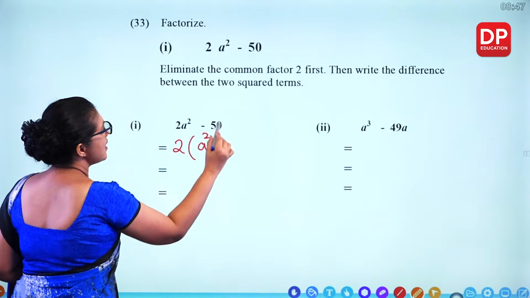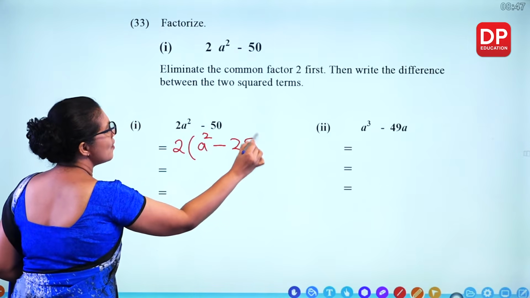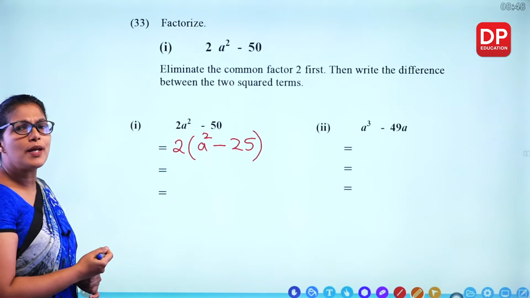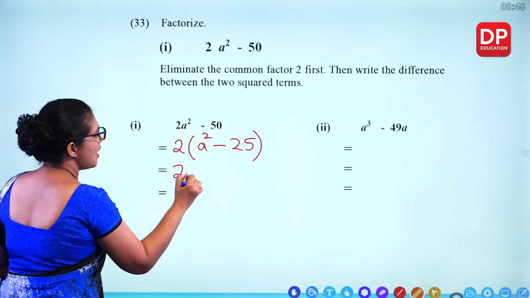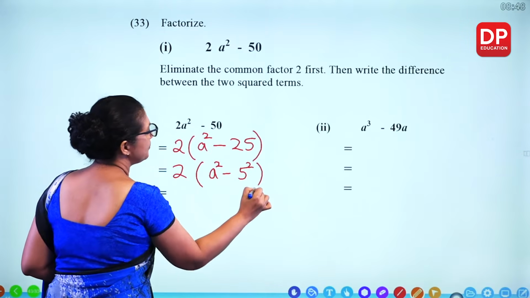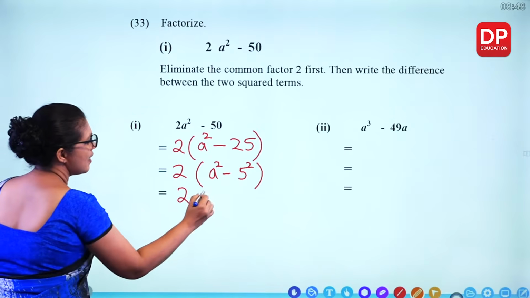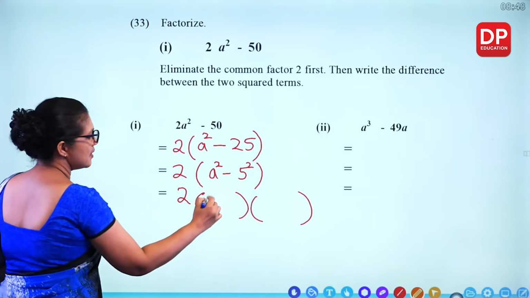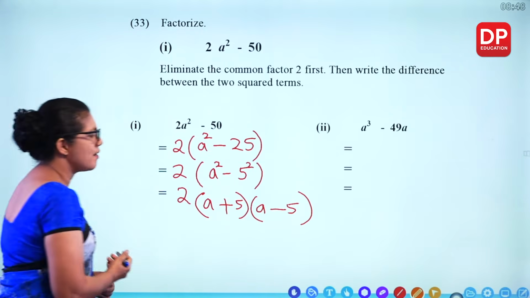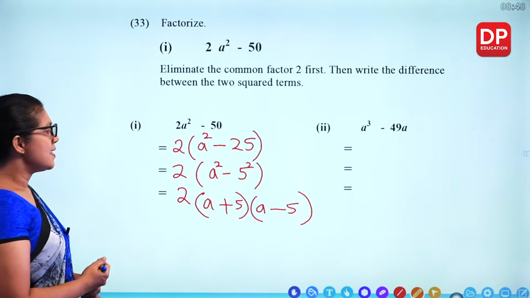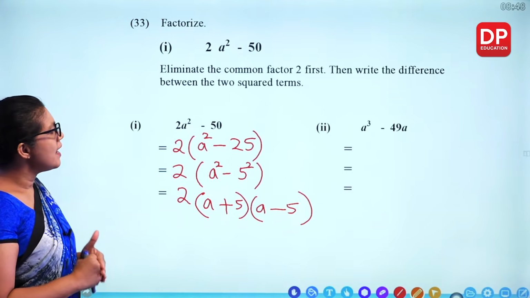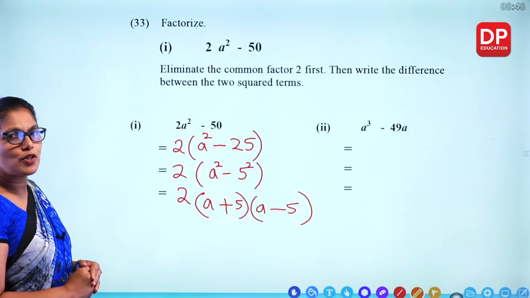A squared minus 25 now. But we know 25 is a square number. Now we can use difference between two square terms. I can rewrite this as a squared and 5 squared. Now 2 is there. What are the factors of this? A here, 5, 5. 1 is positive and 1 is negative. So it's easy. When you get extra term, try to eliminate that and then think about applying difference between two square terms.